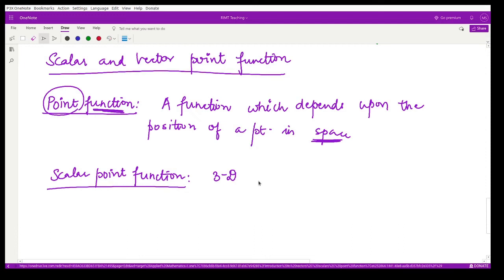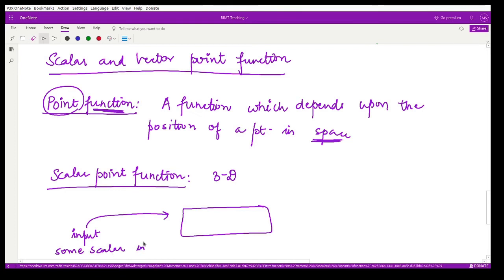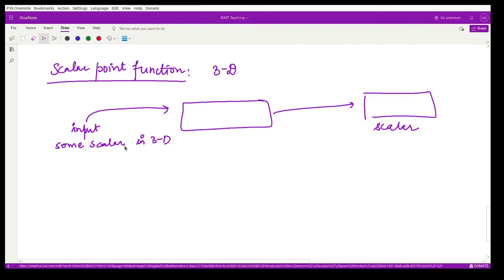If to each point in this 3 dimension we can define a function such that the output is a scalar. So that means here in the scalar point function you will provide input as some point in 3D, and in output you will obtain a scalar. And this is according to one point, right? This is your function, scalar point function.